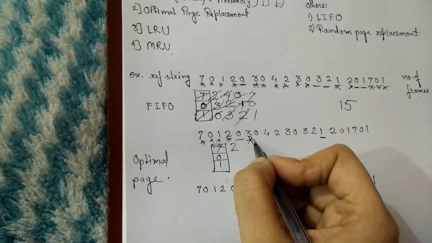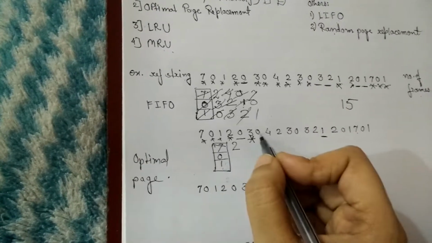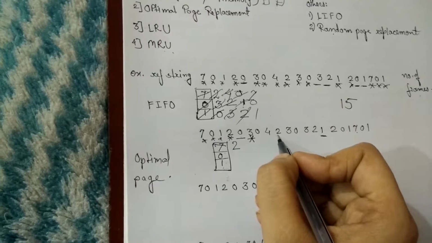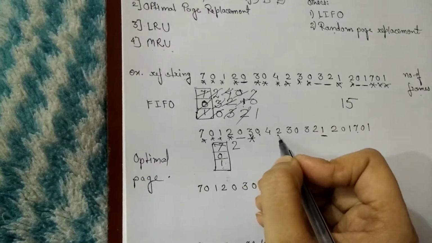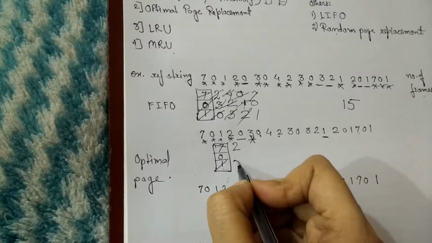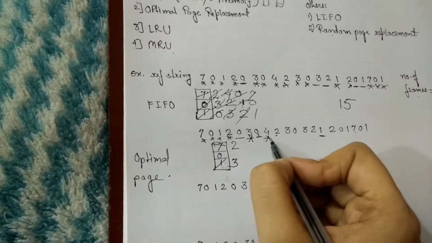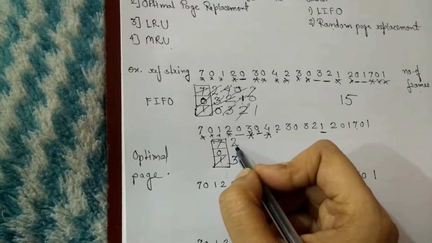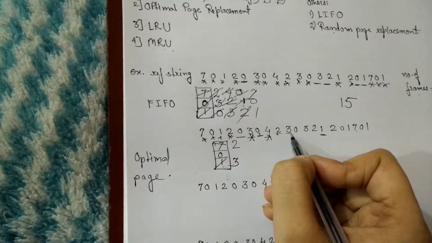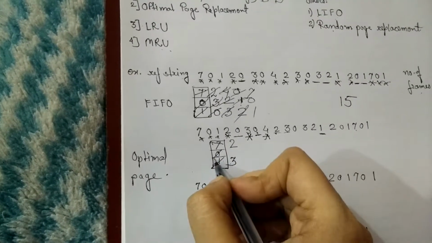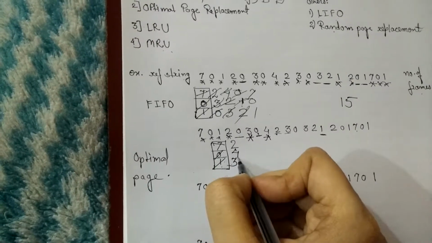Then for 3 there is a page fault, but 0 can be used in future as well as 2 can be used in a future, so they cannot replace 0 or 2, so they will replace 1. Then there will be no page fault. For 4 there is a page fault, but 2 cannot be replaced as well as 3 cannot be replaced, because in future we need 2 and 3, so 0 will be replaced for 4.